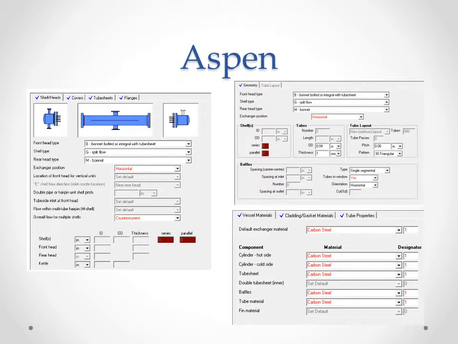We decided on a carbon steel split flow shell with bonnets on the front and rear. We then found that tubes with an outside diameter of 4 cm, thickness of 1 mm, pitch of 6 cm, and arranged in a 30 degree triangular pattern gave us the best results.